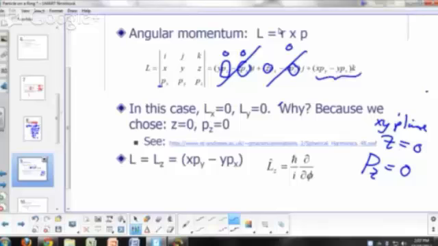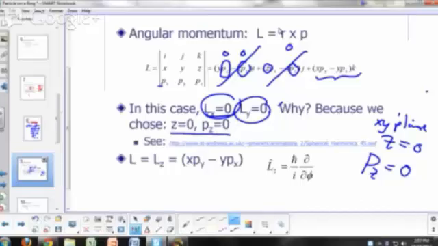So we're saying that L sub x is 0. In fact, that's what we said: your angular momentum vector is going to be perpendicular to the xy plane if your particle is moving on a circle on the xy plane. So L sub x and L sub y are 0. There's no x and y component for your angular momentum vector. Your entire angular momentum vector is pointing in the z direction.